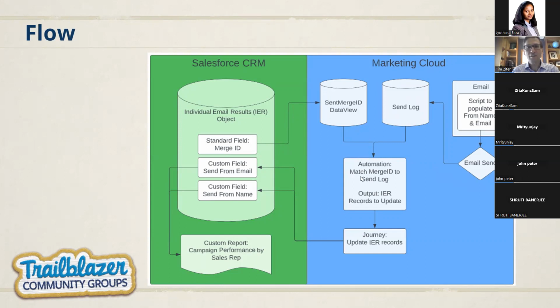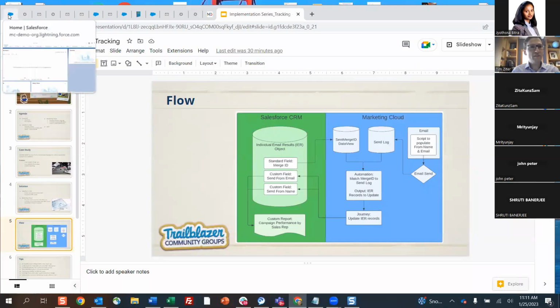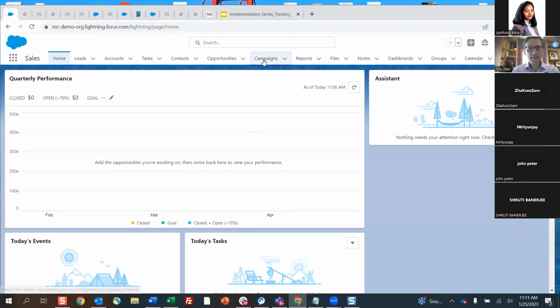And then that's going to allow us to create an automation to pull data from both of these record sources, from the data view and the send log, to create these files that the journey will end up updating these records in the individual email results object and allow us to feed that into the report itself. So let's go right in and dive into the CRM environment and take a look at this campaign.